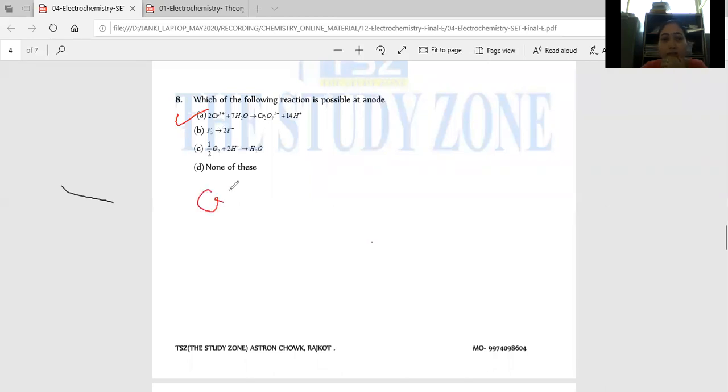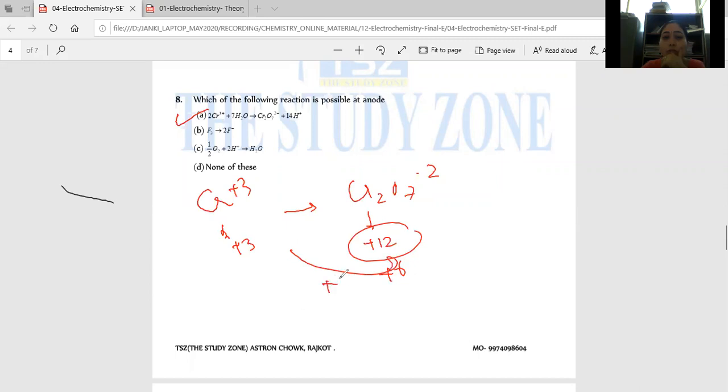If I say Cr plus 3, Cr plus 3 has oxidation state plus 3. In Cr2O7 minus 2, 7 oxygens at minus 2 are 14. Out of 14, put 2 aside. So it's 12. It means each chromium has plus 6. The oxidation state of chromium increases by 3 units. So this is simple oxidation.